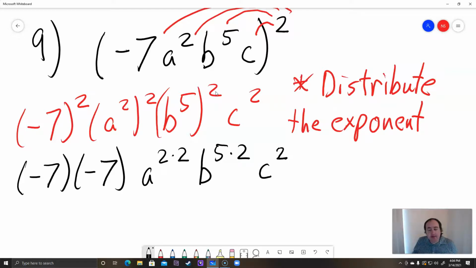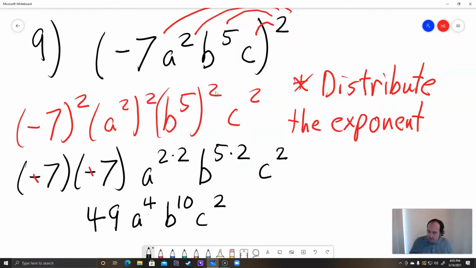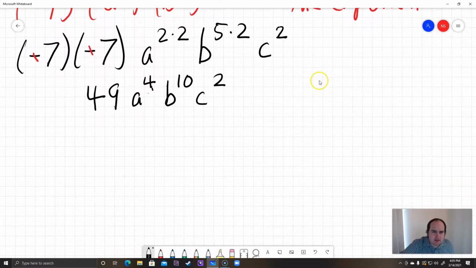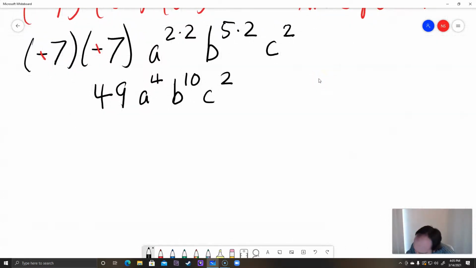Negative 7 times negative 7, well, the minuses cancel, and 7 times 7 is 49. So we have a 49. And then a to the 2 times 2 is a to the 4, so we have 49 a to the 4. Then b to the 5 times 2 is b to the 10, and then times c to the 2, or c squared. I know it looks like you'd be able to simplify this more because it's so complicated, but you can't actually get this any more simplified. So this is actually going to be our answer.